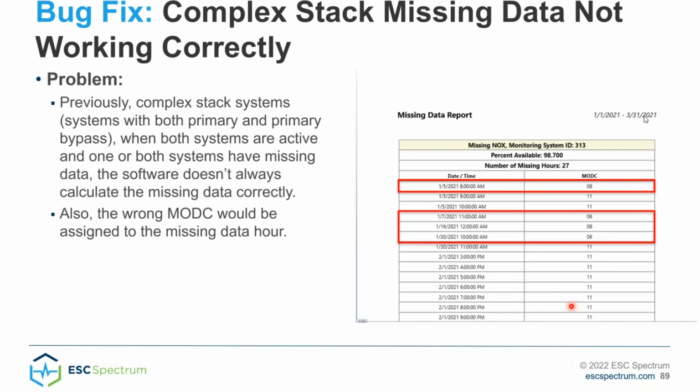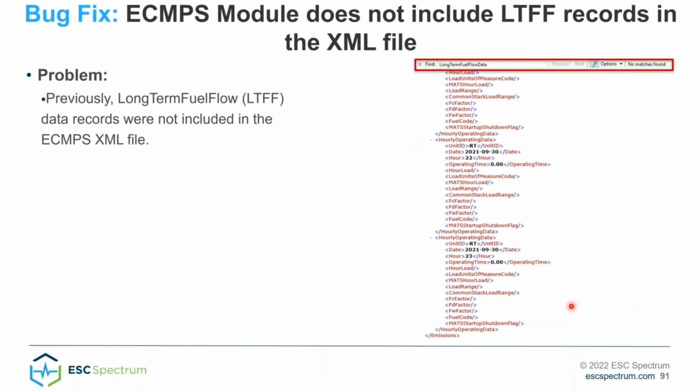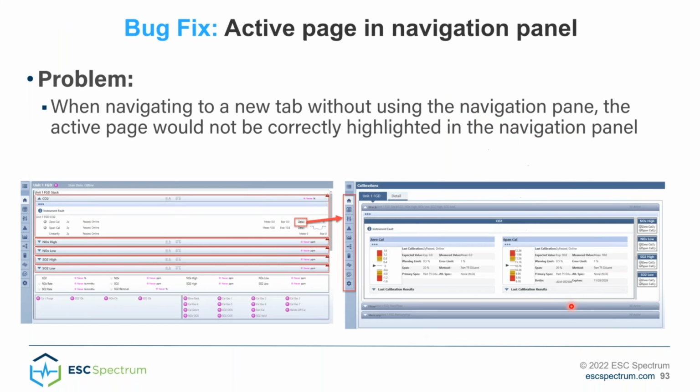Small issue with complex stack missing data, not working with the MODC codes. That's been fixed. So if you had any of those kind of errors reporting, those are probably fixed in 1.5. The LTFF records for LTFF systems were generated. They just weren't put in the XML file. I think that was actually version 1.4.2 that was released to our LTFF customers. So that's now working in 1.5. Those records are included with your XML report.